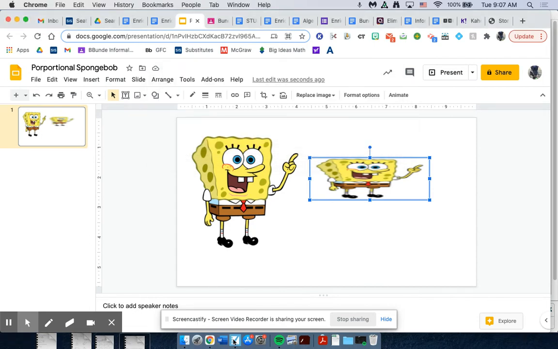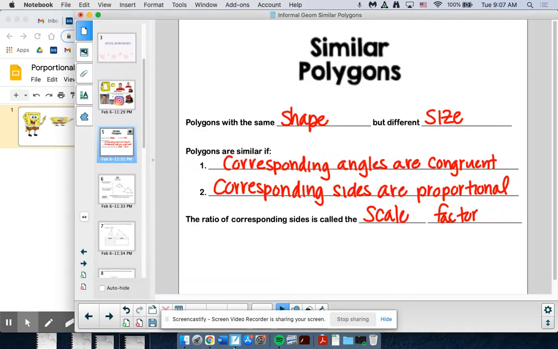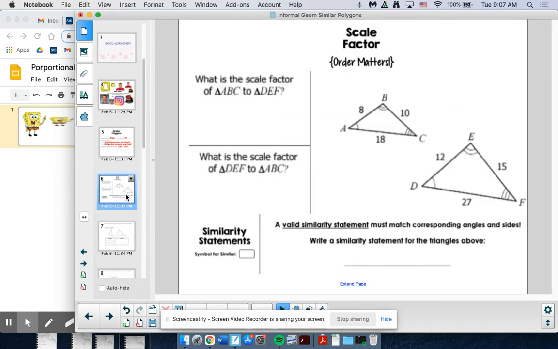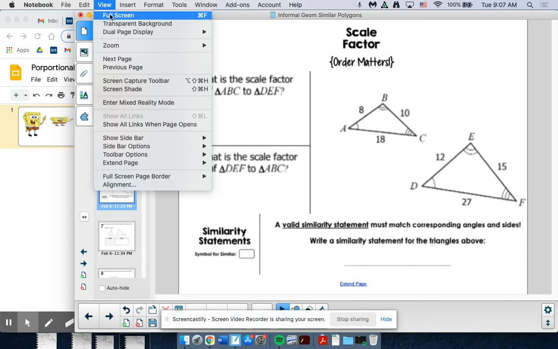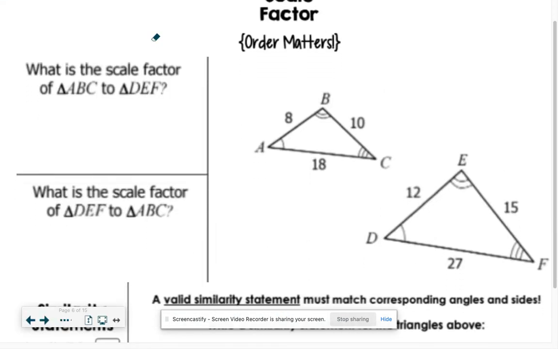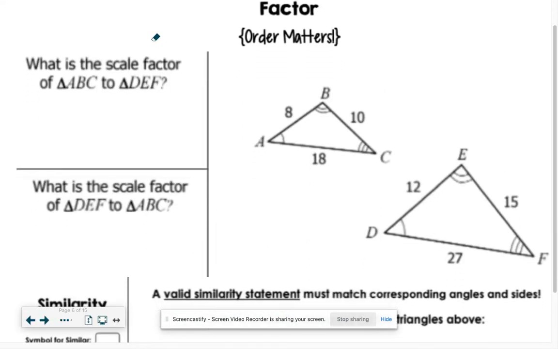Okay, so let's practice finding a scale factor. When you find the scale factor, we have to pick 2 sides that match. They want us to go from triangle ABC to DEF. So what's your smallest side on ABC? AB, right? So it's 8.